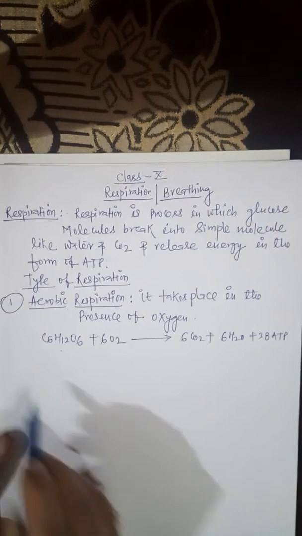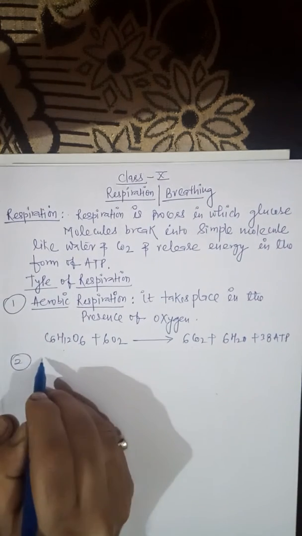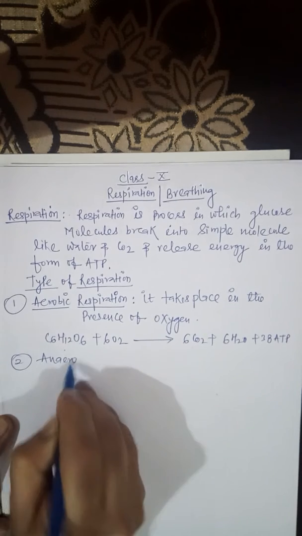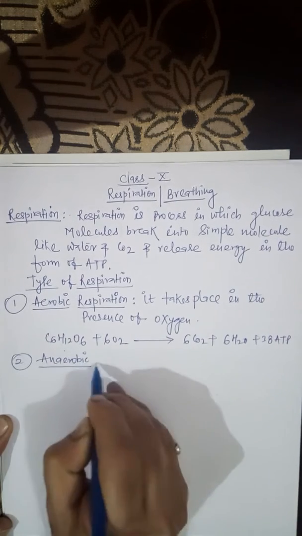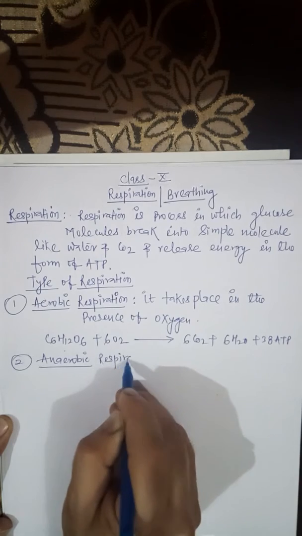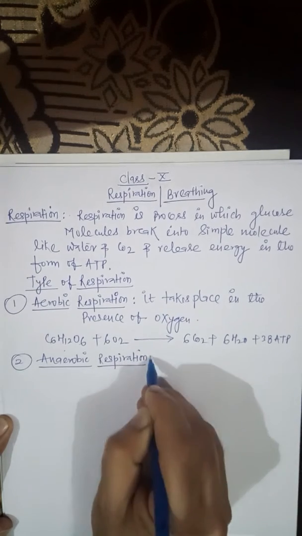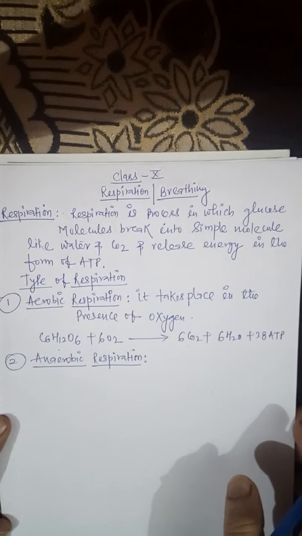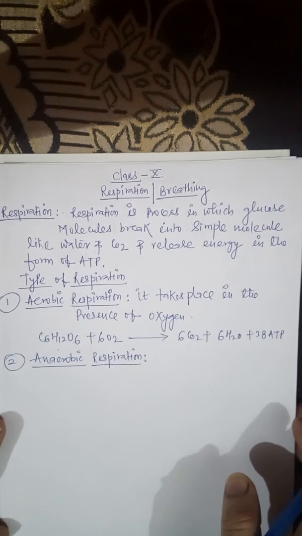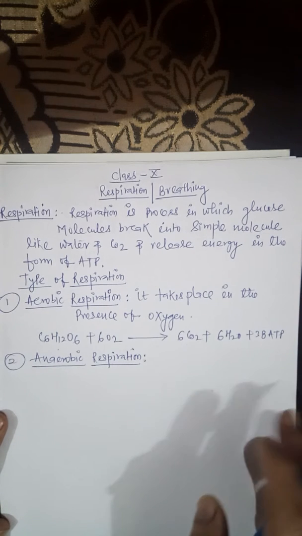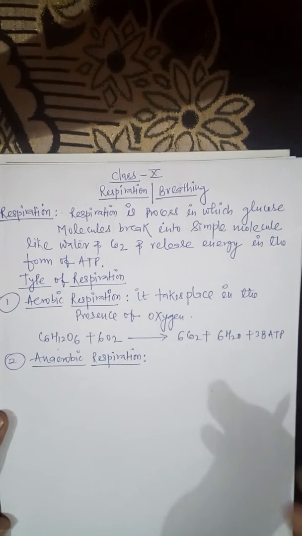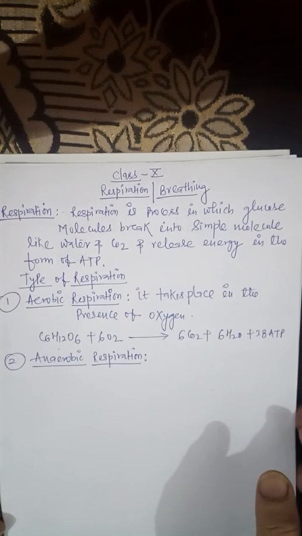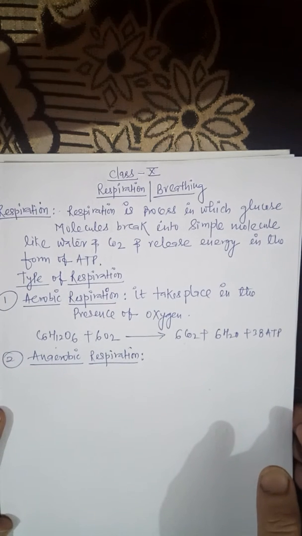But the second type of respiration is called anaerobic respiration. Anaerobic respiration is a process in which glucose molecule breaks into simple molecules like ethyl alcohol and CO2 in the absence of oxygen. This process takes place in the absence of oxygen.